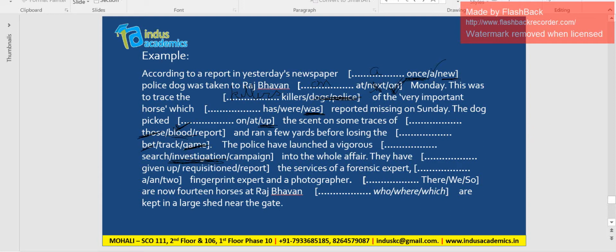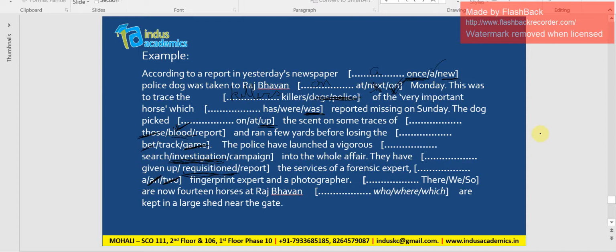They have given up the services. Why will they give up? They require the services of a forensic expert. They have reported the services. No. They have requisitioned. That means they have requested the usage of the services of a forensic expert. So requisitioned is going to be the correct word here. The services of a forensic expert, comma, a fingerprint expert, an is going to be incorrect. As we discussed, articles are the easiest to fill. Two, no, we are talking about a single fingerprint expert, so it's not going to be two. The services of a forensic expert, a fingerprint expert, and a photographer.